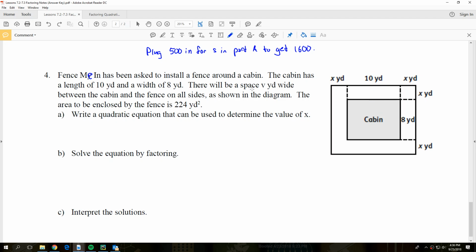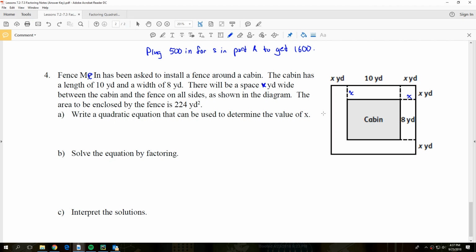All right, there will be a space, and I believe this is supposed to be an X. Must have just messed up when we copied over. A space X yards wide between the cabin and the fence on all sides. So we've got the cabin, and then we've got these X's here. So you can see this is X wide, and they've put the X's on the outside. Okay, and that's fine. Let's see here. The area enclosed by the fence. So this is the whole fence, this outer rectangle. The area of that should be 224 square yards.